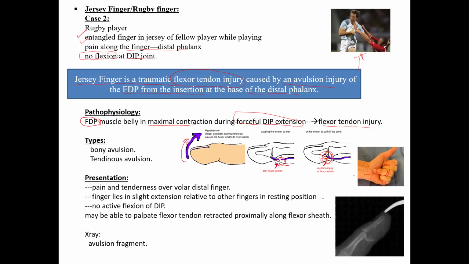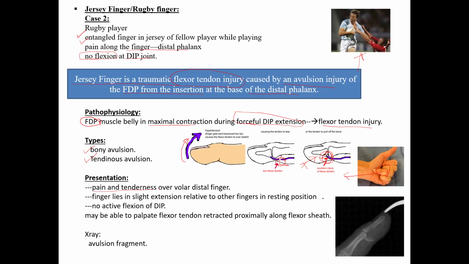So the attitude is extension at the distal interphalangeal joint, and there is no flexion possible. Why is there no flexion possible? Because the flexor muscle, that is flexor digitorum profundus, which causes flexion of the distal interphalangeal joint, got damaged. Okay, what are the types? It may be bony, as you see here, where there is bone separation, or it may be a tendon, that is, discontinuity in the tendon.